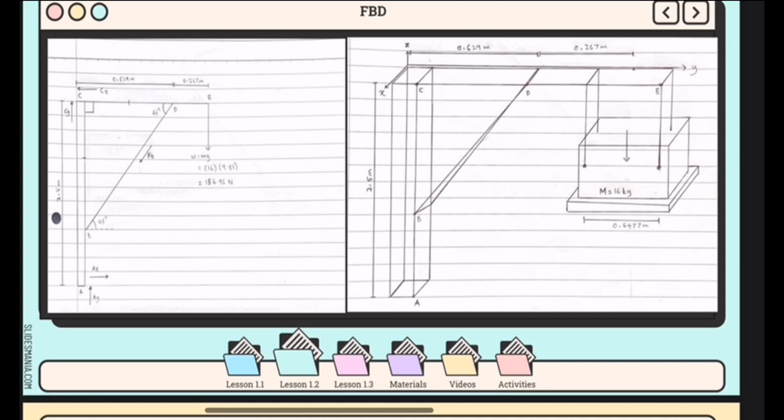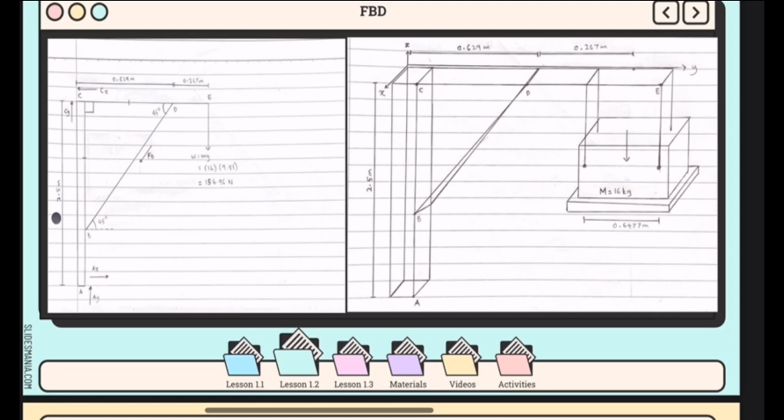So today I'm going to explain about the free body diagram. From pole A to pole C, the height is 2.5 meters. And from point C to point D is 0.629 meter, while from point D to point A is 0.267 meters. The angle at point D is 45 degrees. Meanwhile, the angle at point C is 90 degrees and point B is 45 degrees.